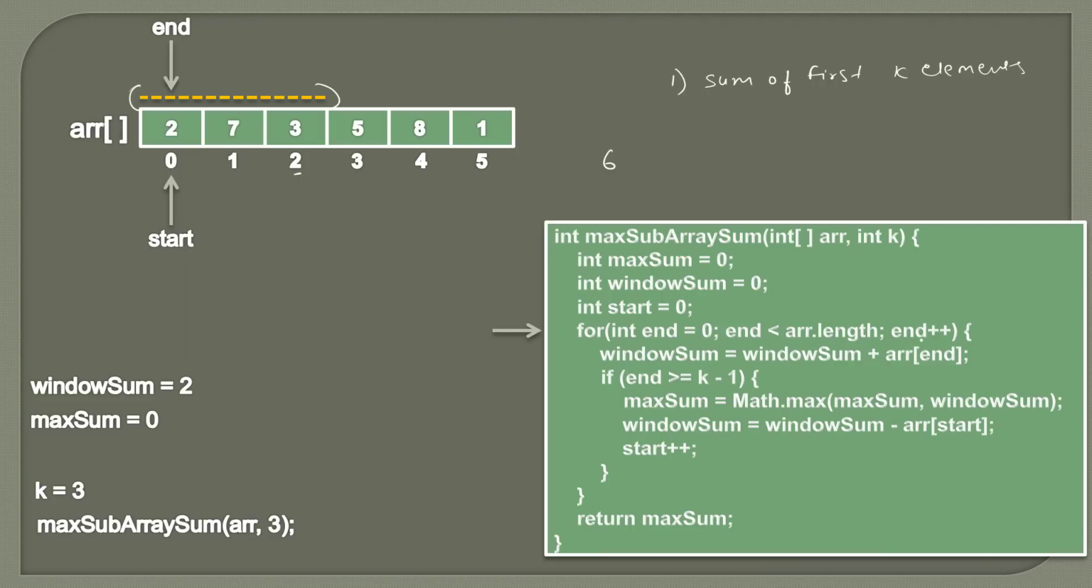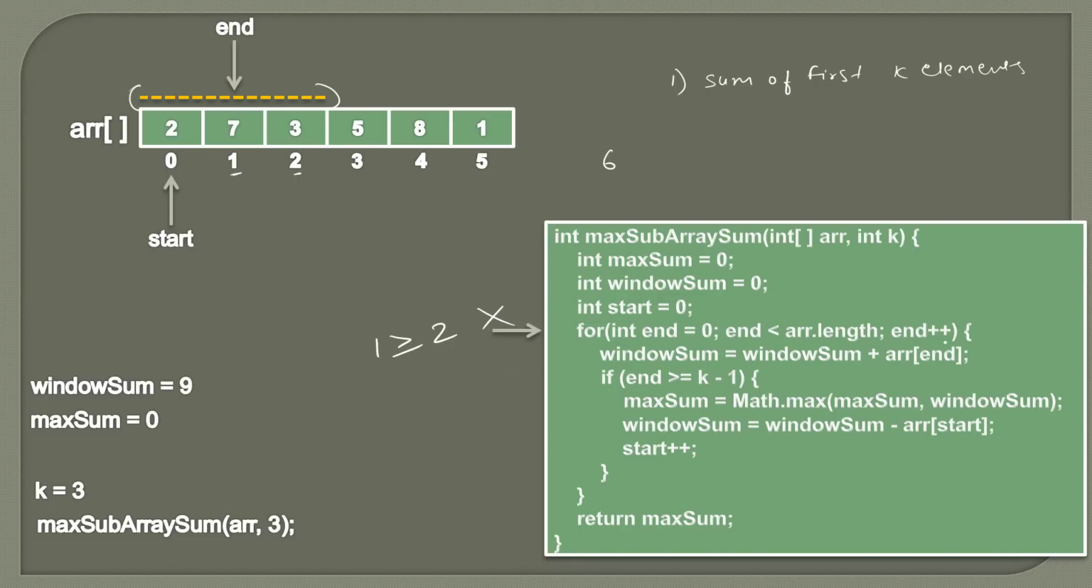We will increment end. So end comes to index 1. We take window sum 2. We add array of end, which is 7, and we assign it back to window sum. So window sum will become 9. Now this is the sum of the first two elements. We need at least the first k elements to start comparing for the maximum sum. So this condition, 1 is greater than or equal to 2, still comes out to be false.